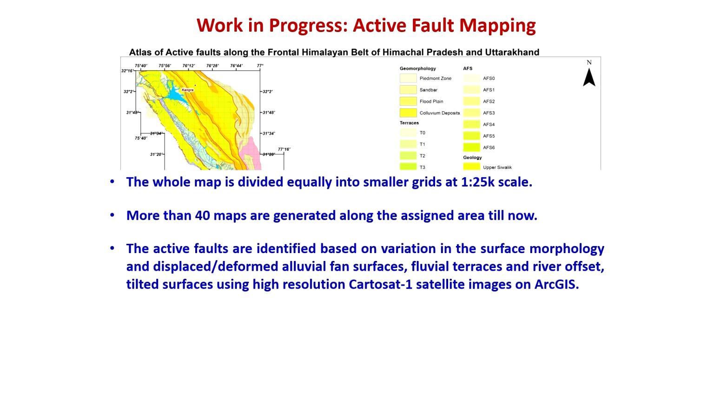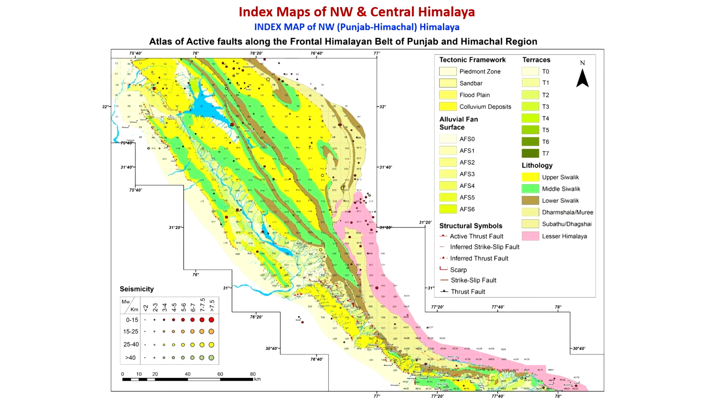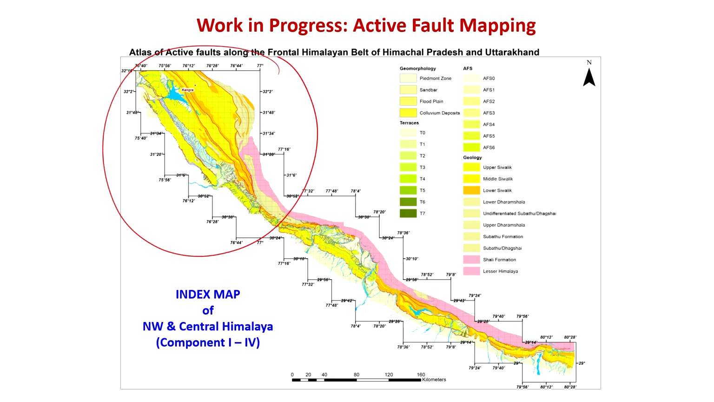And active faults are identified based on the variation in the surface morphology and displaced or deformed alluvial fan surfaces, fluvial terraces, river offsets, tilted surfaces using high resolution Cartosat data. Different levels of fluvial terraces and drainage have been marked. The maps are generated at different scales, as we have discussed in the previous slide also. Now, this is how the coding was done of this map, and this map is basically of this part here. This is the area which I am showing in the next slide.